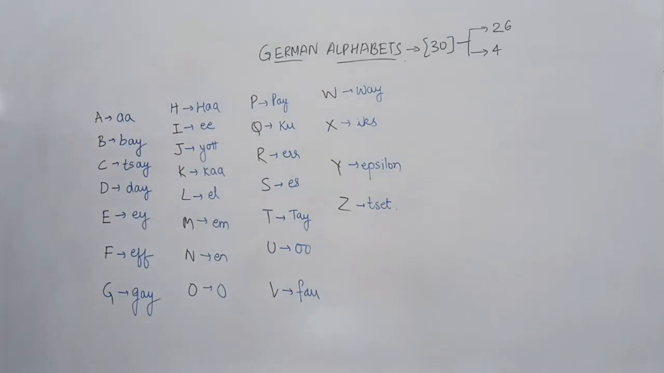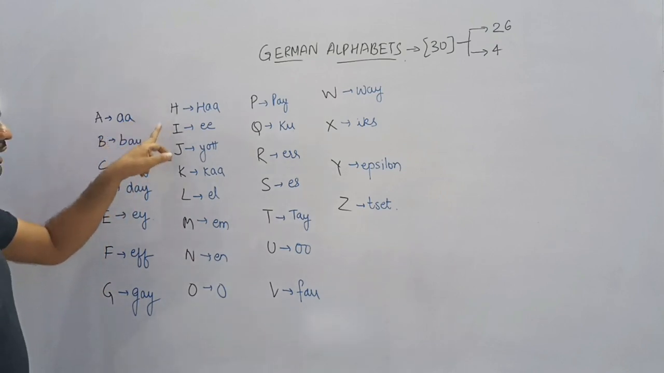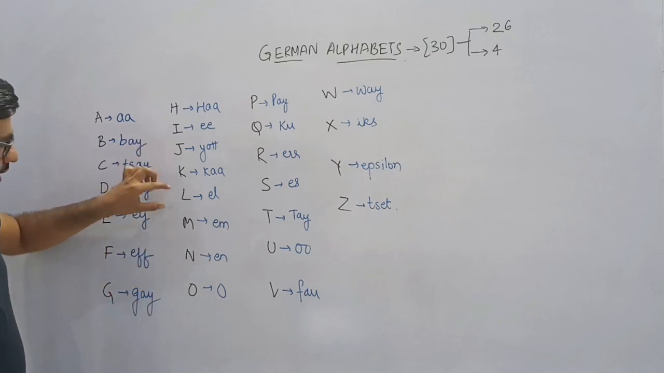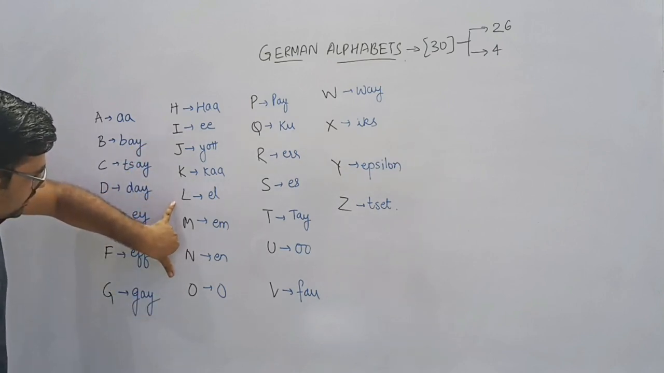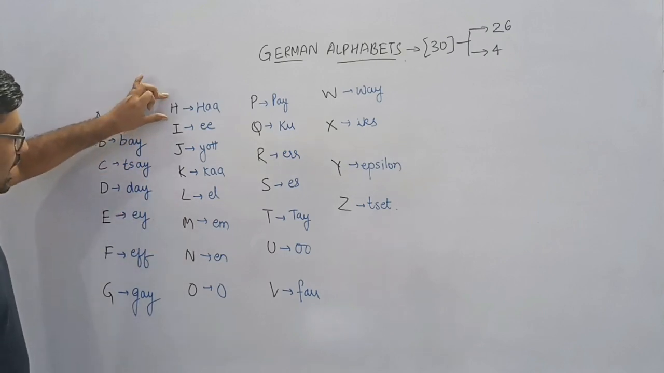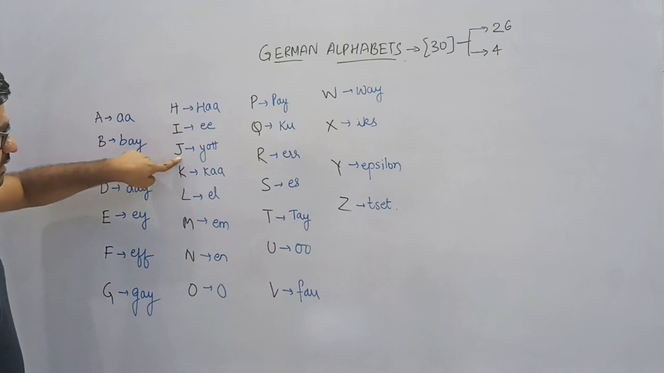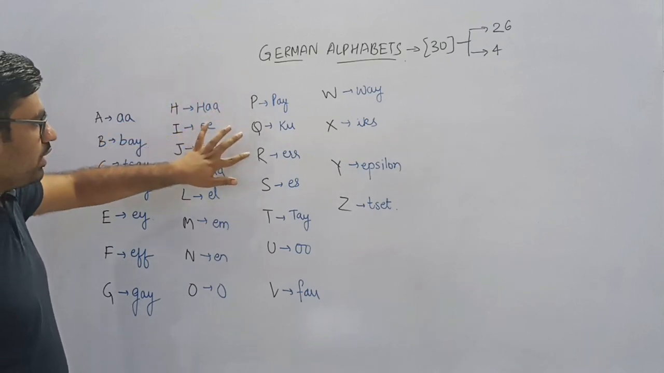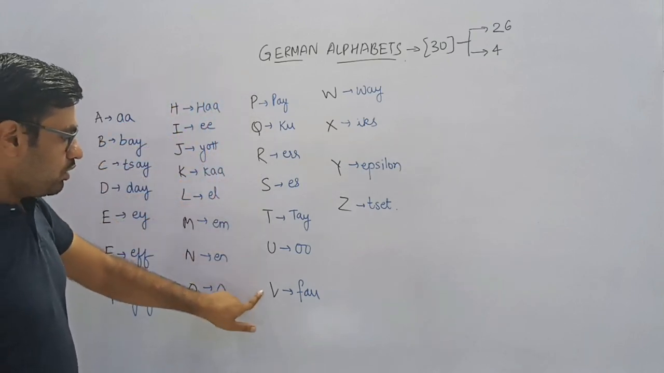Now we'll be learning the pronunciation of these alphabets, starting with A, B, C, D, E, F, G, then H, I, J, K, L, M, N, O. The pronunciation of L, M, N, O is the same as in English. Then J, K, L, M, N, O, P, Q, R, S, T, U, V.